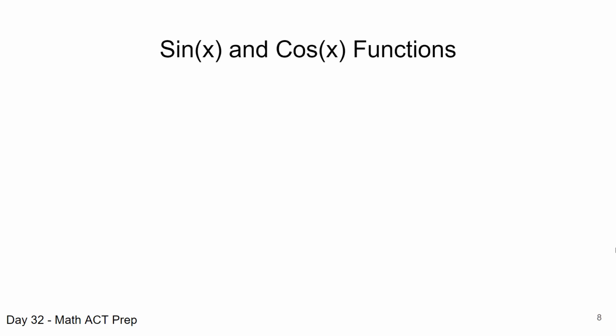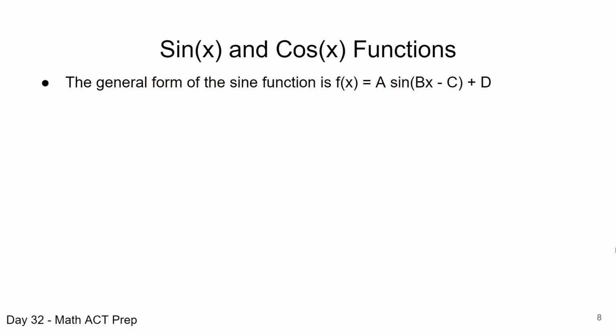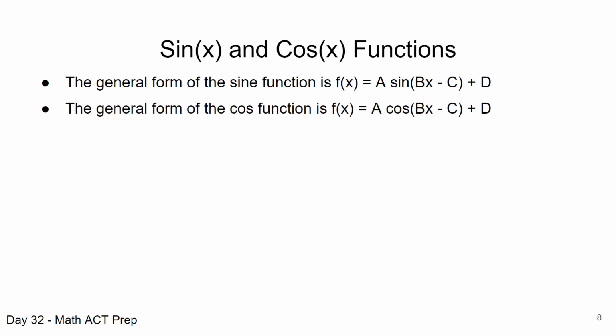Now let's take a look at our sine and cosine functions and how we might have some transformations that occur with that. This is the general form of the sine function where we have this a, b, c, and d in our function. Same thing for cosine. Same form except one function has sine in it, the other has cosine in it. Let's see what each of these variables a, b, c, and d represent.